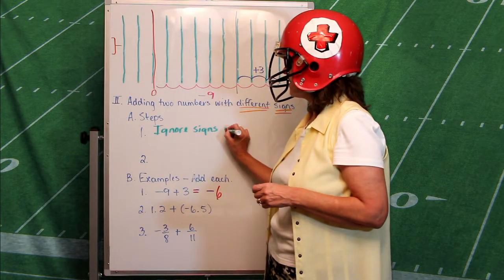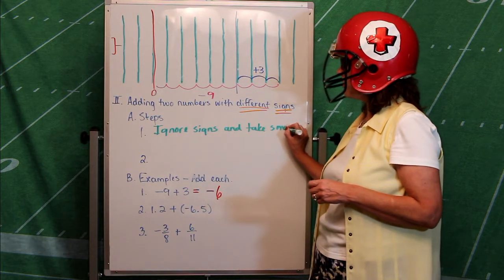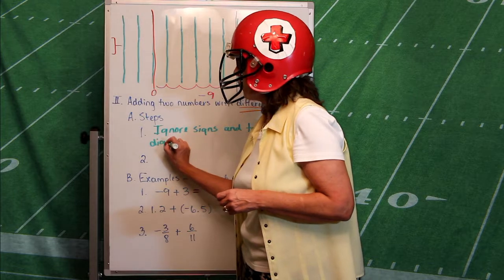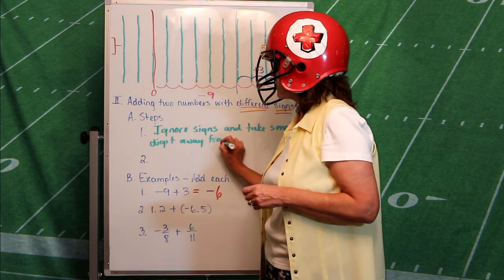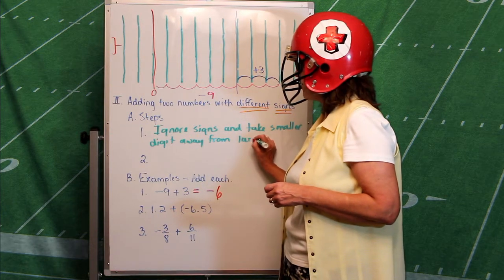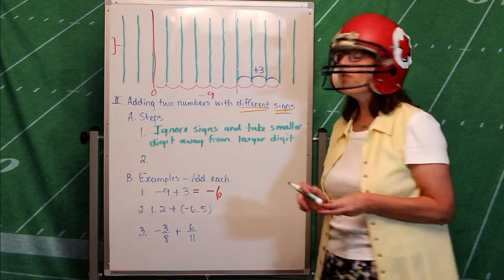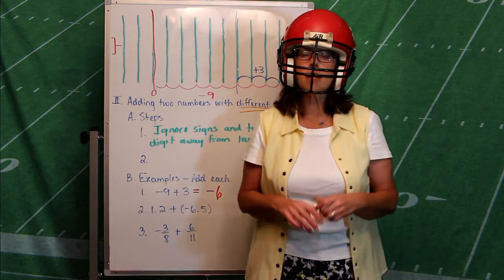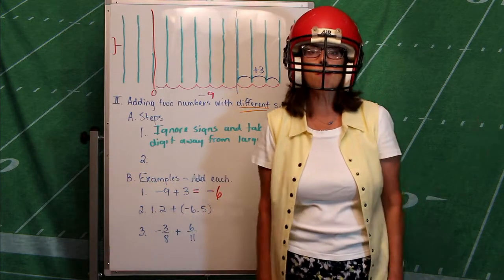Ignore signs and take the smaller digit away from the larger digit. Okay? Well, that's fantastic for giving us the 6, but how did we come up with the negative? I mean, hey, we have a negative and a positive. How are we going to come up with a negative?